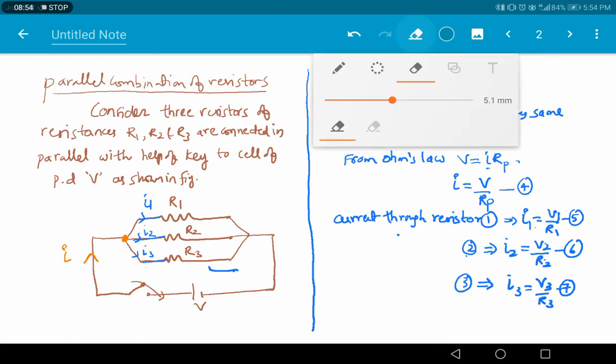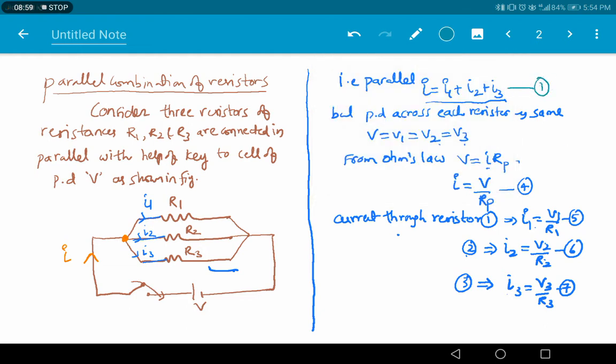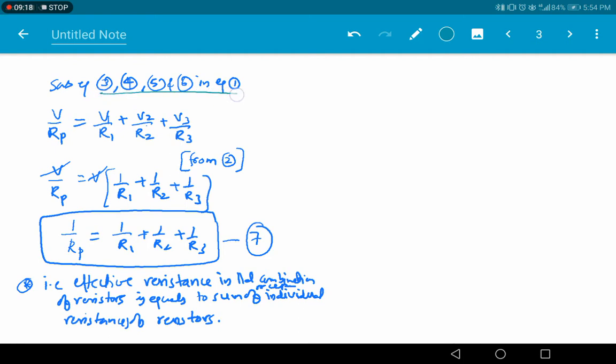This is equation number 1 and this is equation number 2, 3, 4, 5, 6. Okay, so substitute 3, 4, 5, 6 in equation number 1. Now we are getting the expression 1 by Rp equals 1 by R1 plus 1 by R2 plus 1 by R3. That means the effective resistance is equal to the sum of the individual resistances of the resistors.